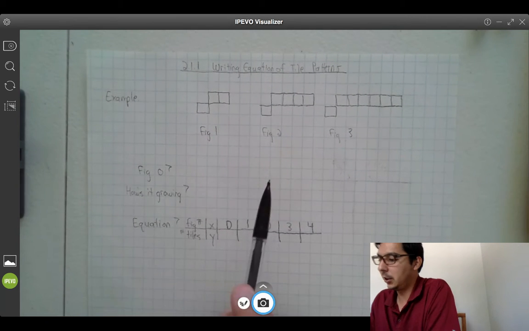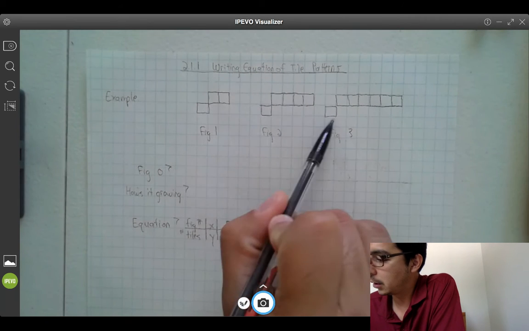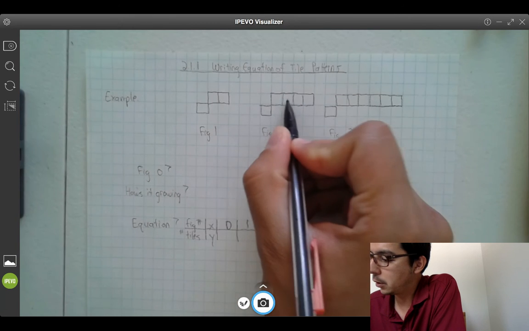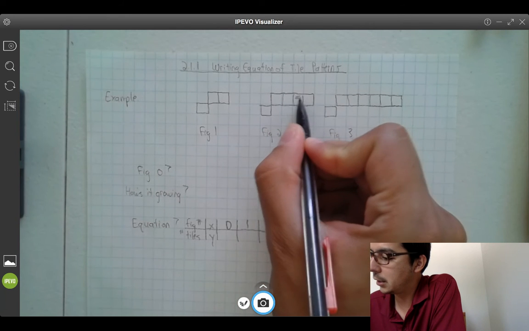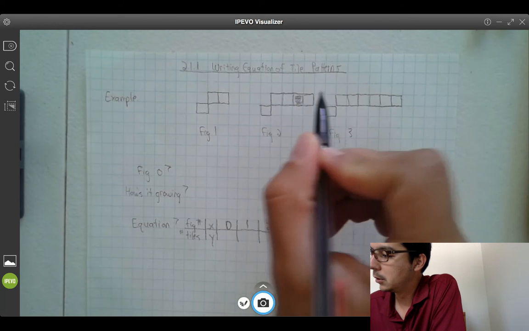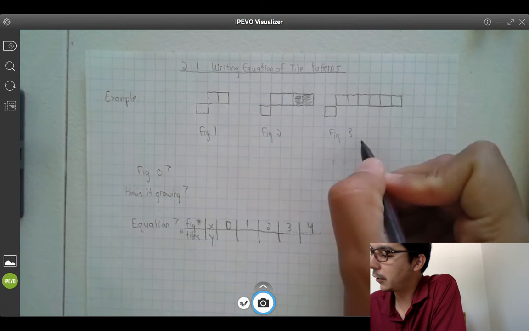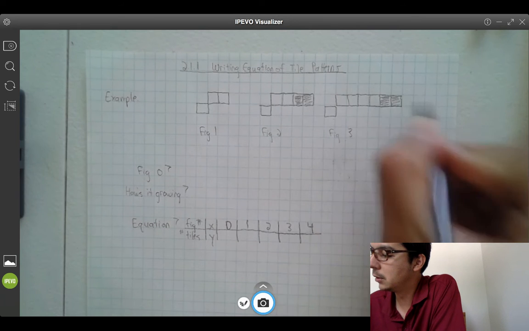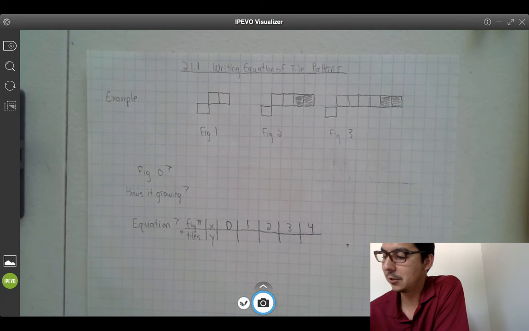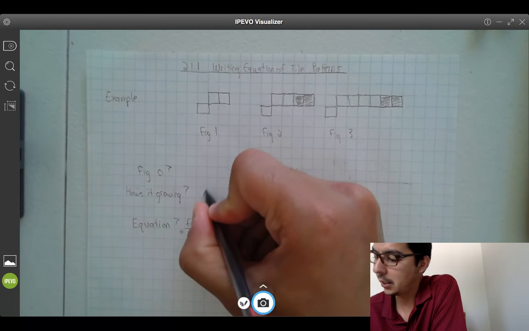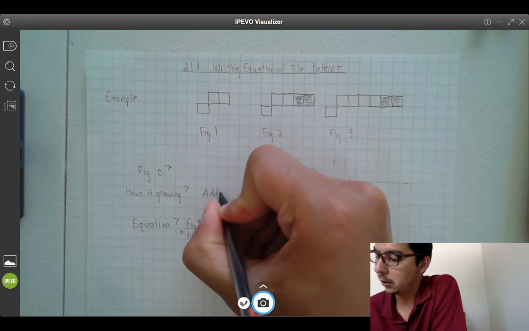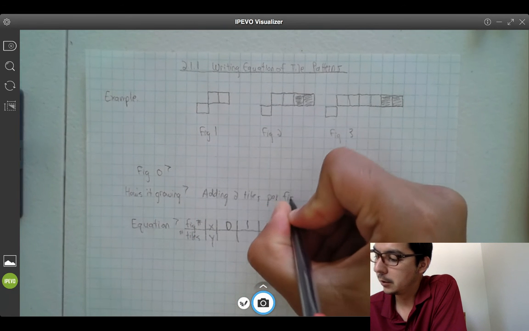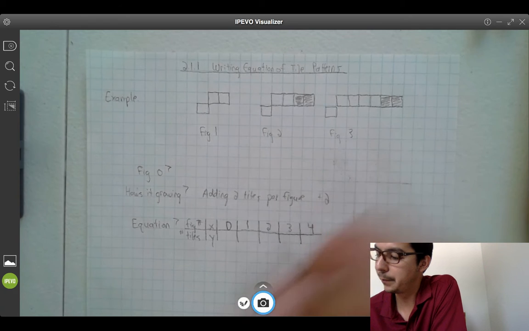Right. So if I look at this pattern first, I always see 1 in the bottom. Okay. And figure 1 has 2 here. Figure 2 has 1, 2, 3, 4 here. So it looks like it added these 2 on. Figure 3 has 1, 2, 3, 4, 5, 6, where it looks like it added these 2 on. So how is it growing? It looks like it's adding 2 tiles per figure. So plus 2.